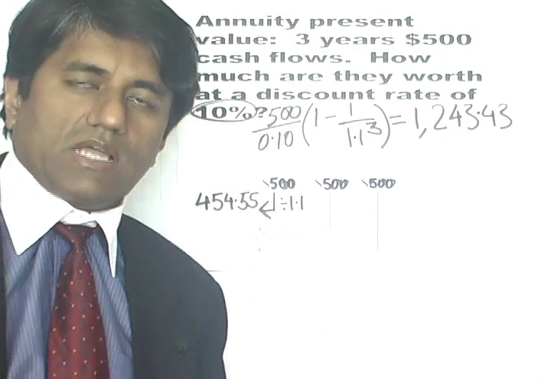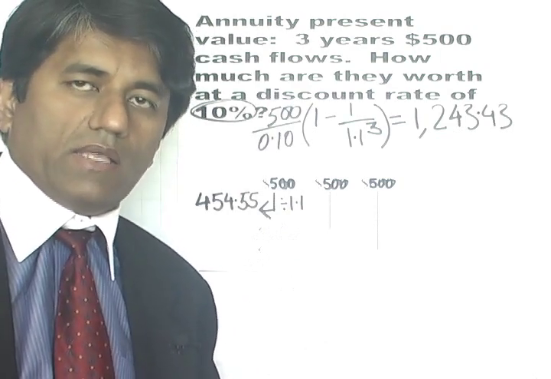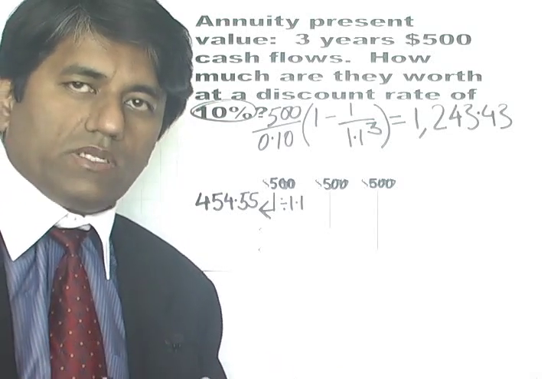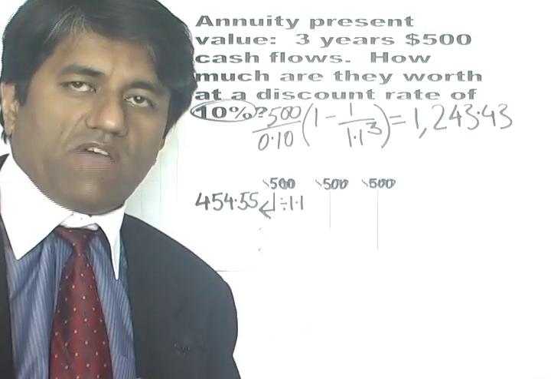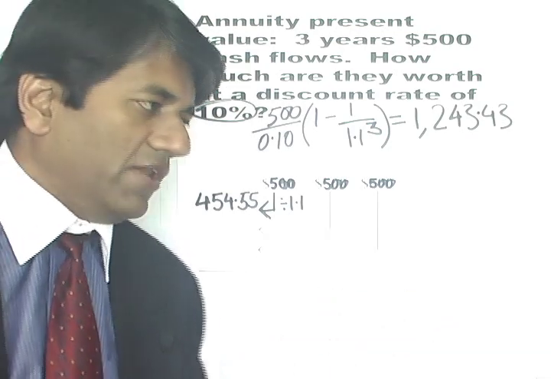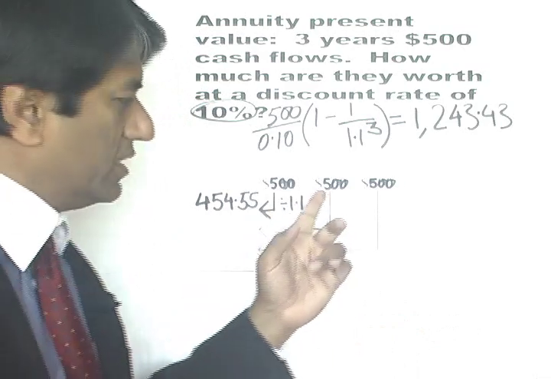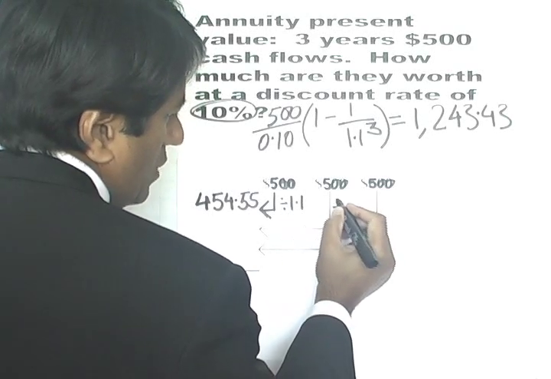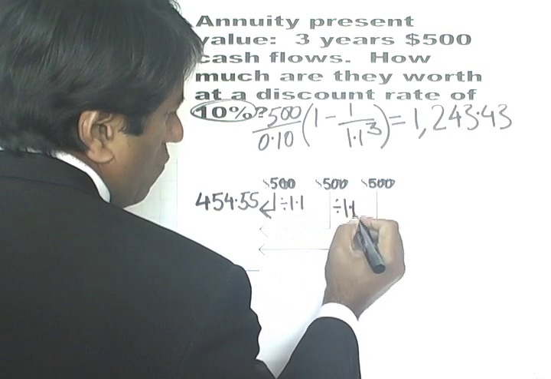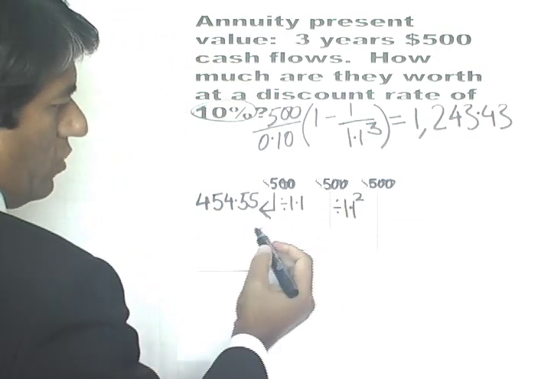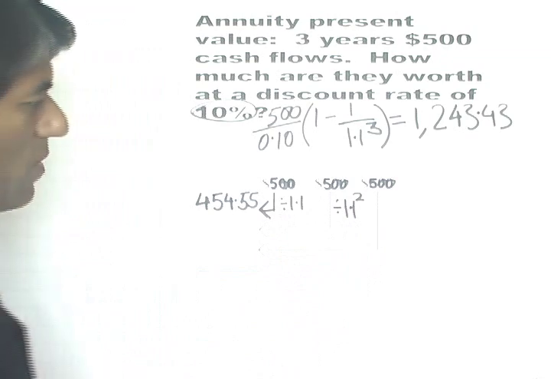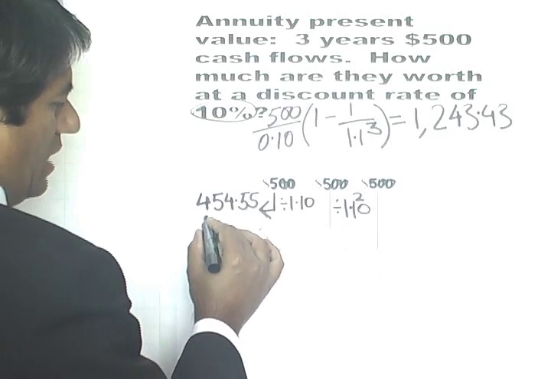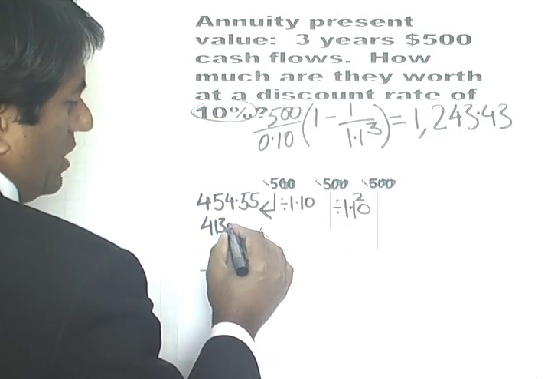When I say 1.1 is the discount factor, the discount rate is 0.1, that's 10%. To get the discount factor, you add 1 to the discount rate, and you divide by the discount factor to get the present value. The discount factor for the cash flow 2 years from today is going to be 1.1 squared. So you divide 500 by 1.1 squared, and what you get is $413.22.